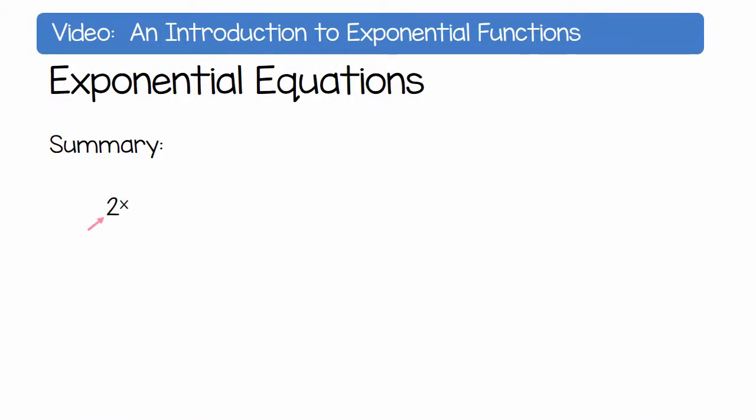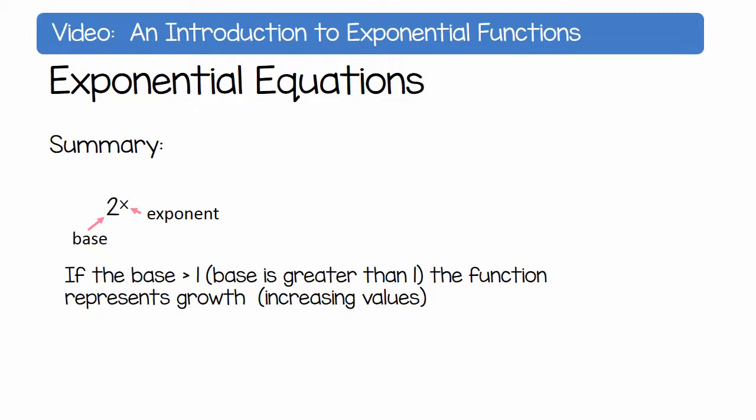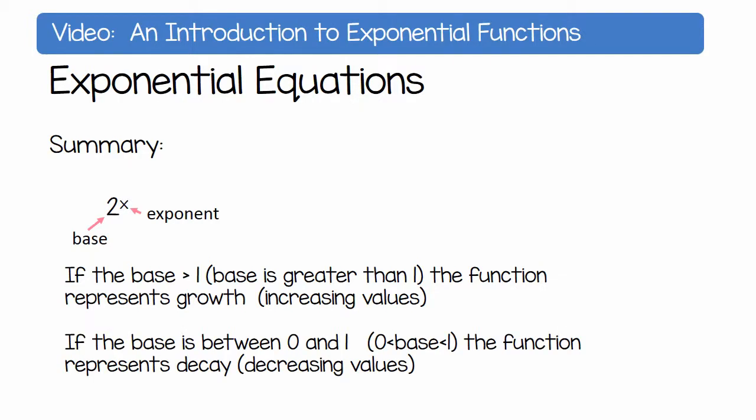Now for a summary. In 2^x, 2 is the base, x is the exponent. If the base is greater than 1, the function represents growth, increasing values of y. If the base is between 0 and 1, the function represents decay, or decreasing y values, moving from left to right.